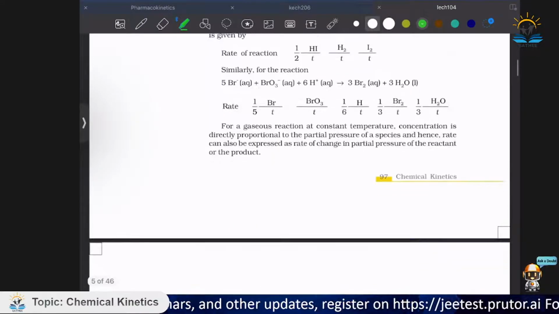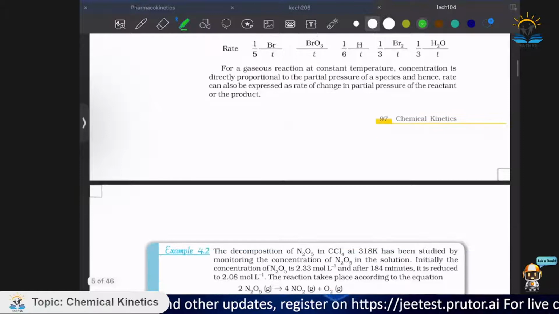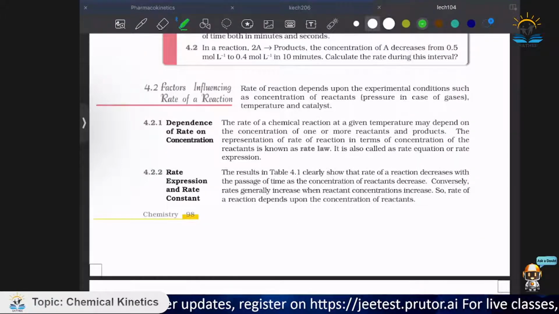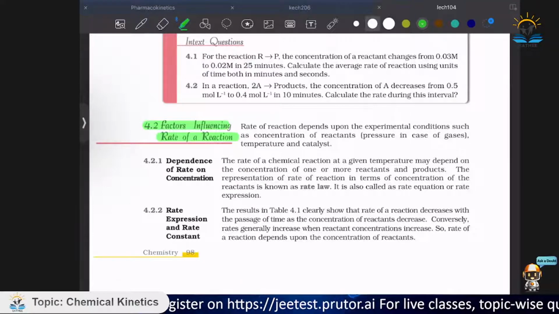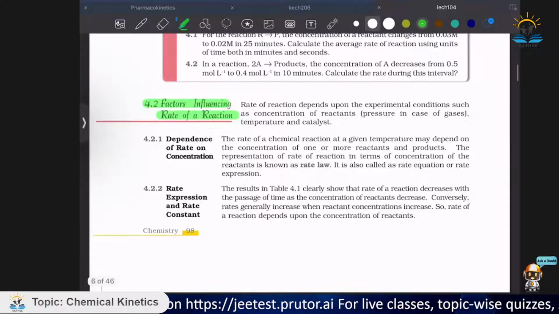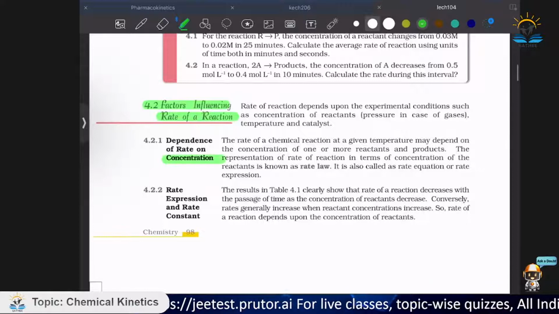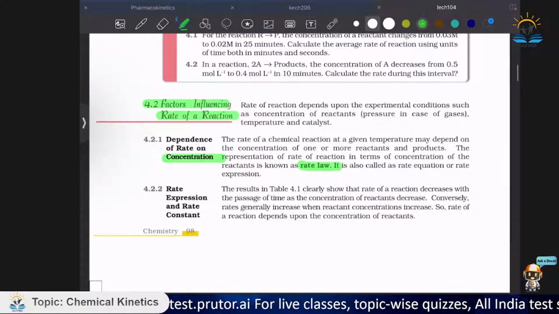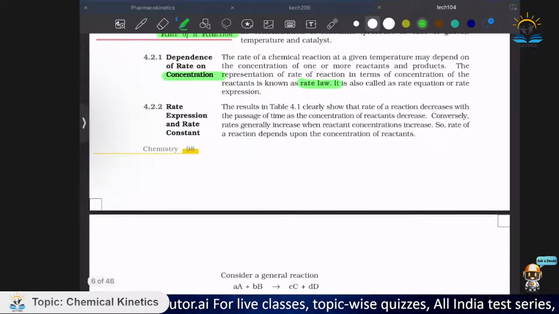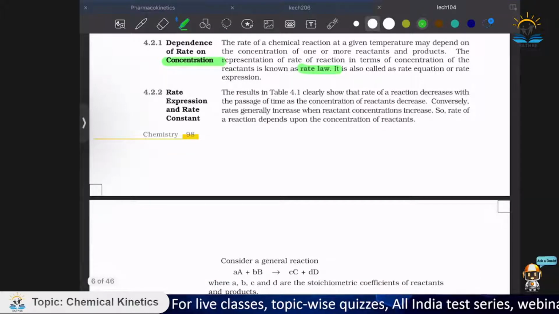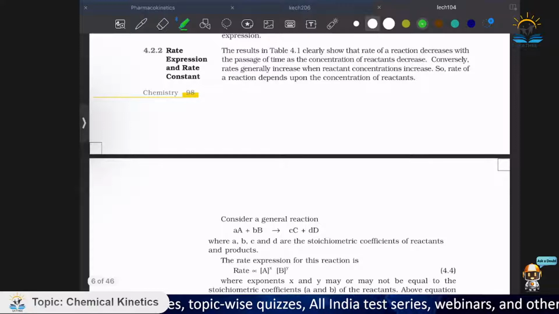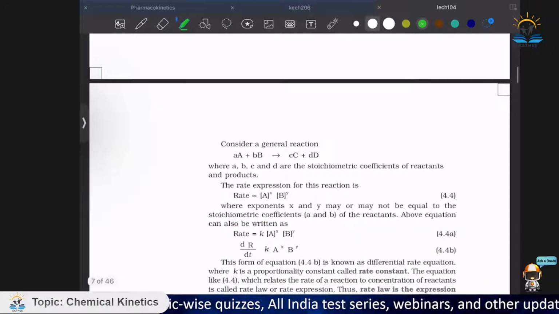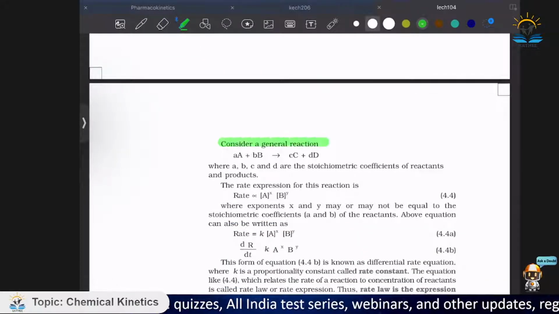They have given a graph and they have defined rate at different time intervals, instantaneous rate. Generalizing this term, they are explaining about factors influencing rate of reaction. So the first factor is basically concentration. This law is known as rate law. Okay, the dependence on concentration and rate law, you need to understand. Consider this general equation and try to understand.